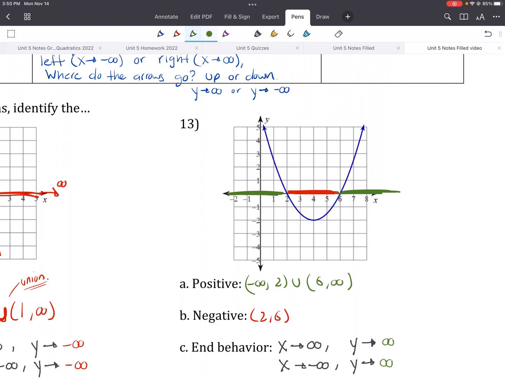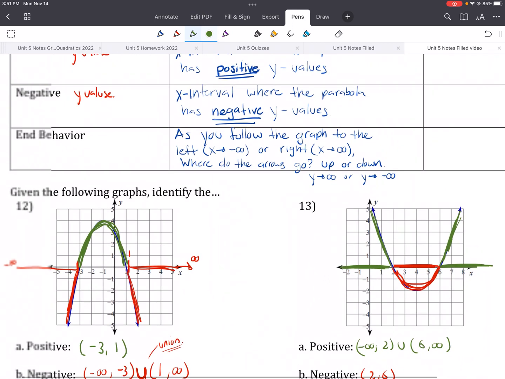All right, okay, again, negative is just negative y values, so it's everything that's below the x-axis, and then positive y values is everything above the x-axis. But we use the x-axis to do the interval. All right, last but not least is end behavior. So basically it's saying, where are these arrows going?